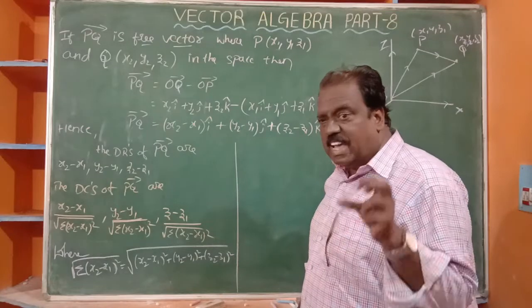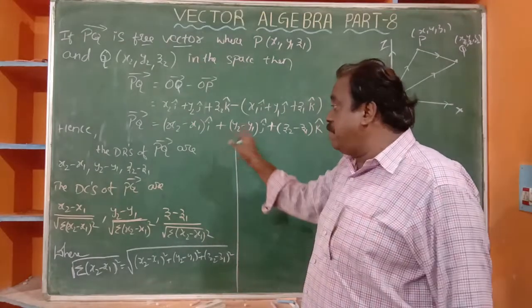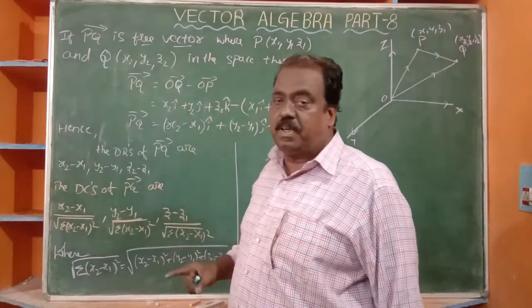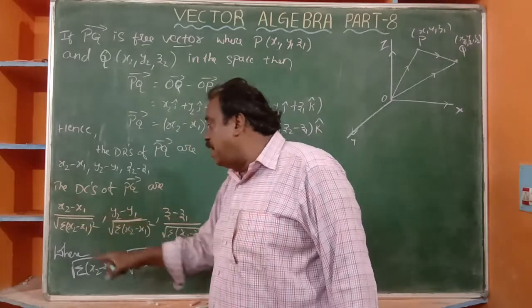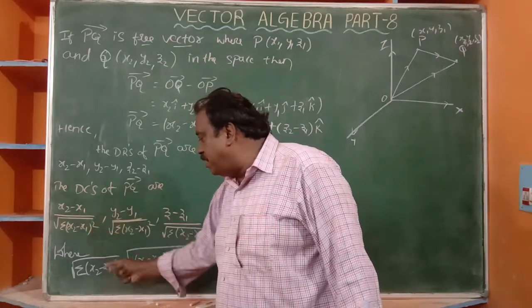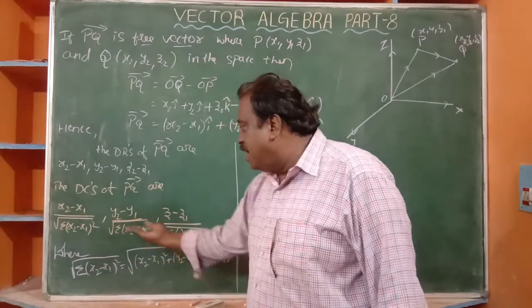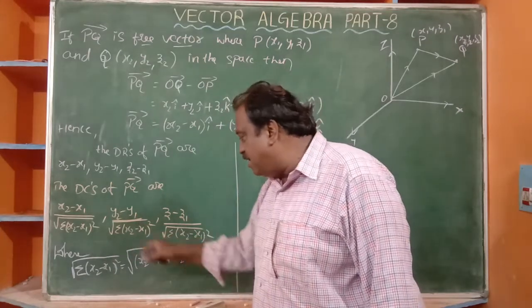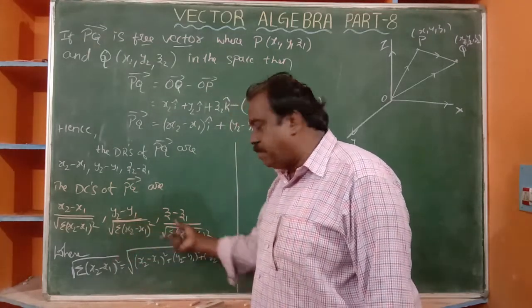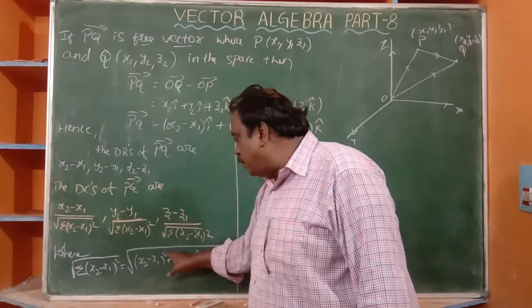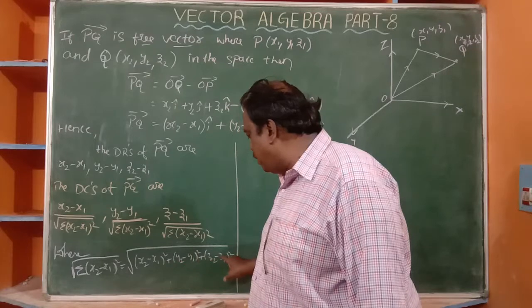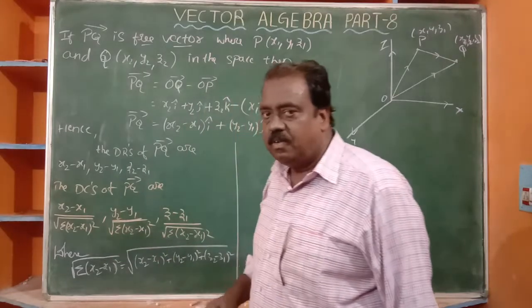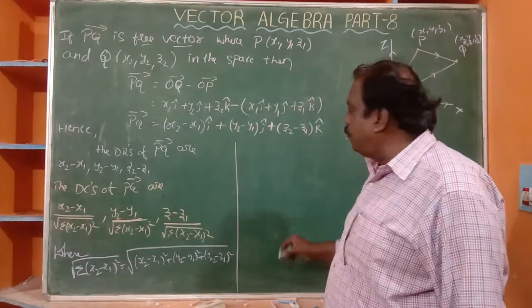DCs means direction cosines. It is somewhat different. The same numbers are repeated, x2 minus x1 and so on, but divided by the root of sigma, as I taught you in the last video: x2 minus x1 whole square plus y2 minus y1 whole square plus z2 minus z1 whole square. It is not possible to write all these expressions every time, so with some notation I am writing shortly, simply sigma.